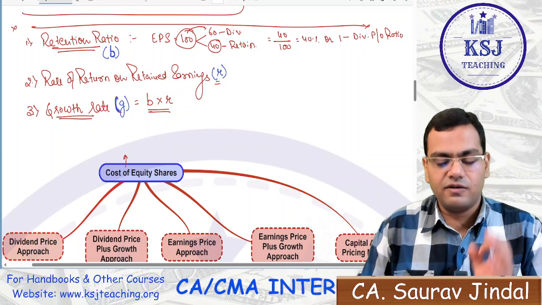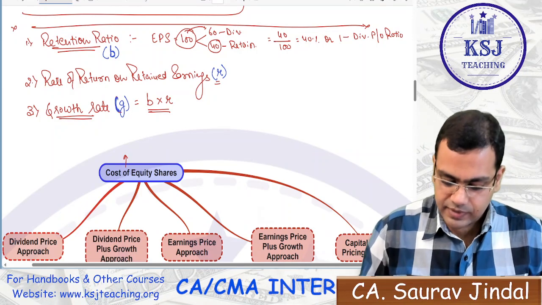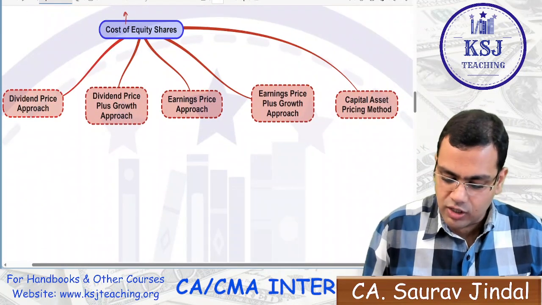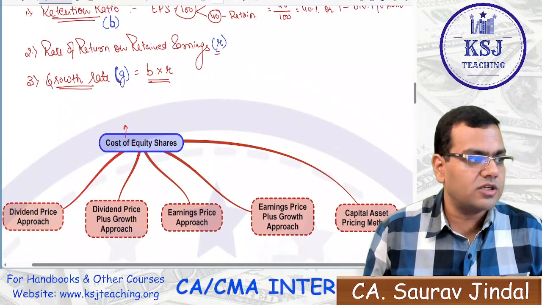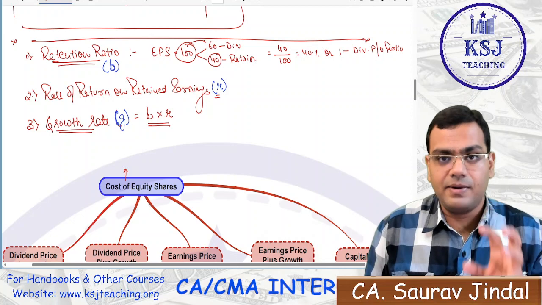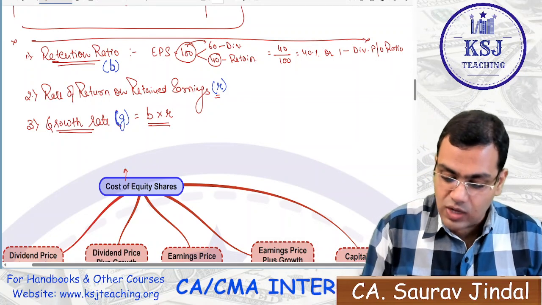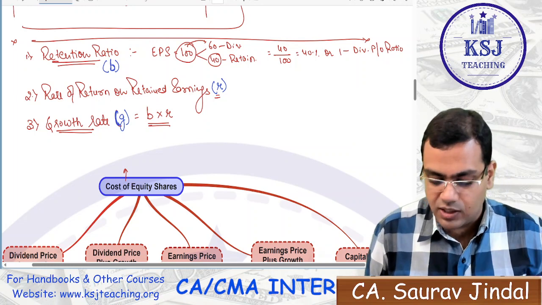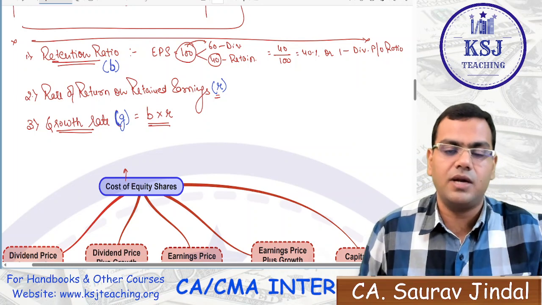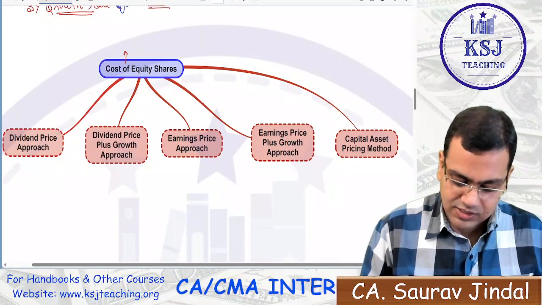So these are the few important things that you have to remember here, sir. Clear? Now we can move on to the various methods of the cost of equity shares. Please remember these things, very important, because sometimes in the question the information can be given in an indirect way. If you have studied everything about it, you will be able to interpret the right information and put it in the right way. That is really important.